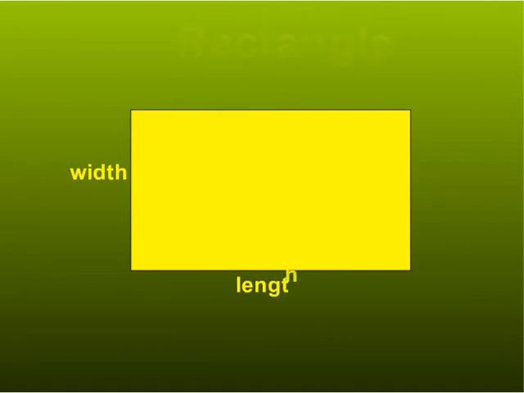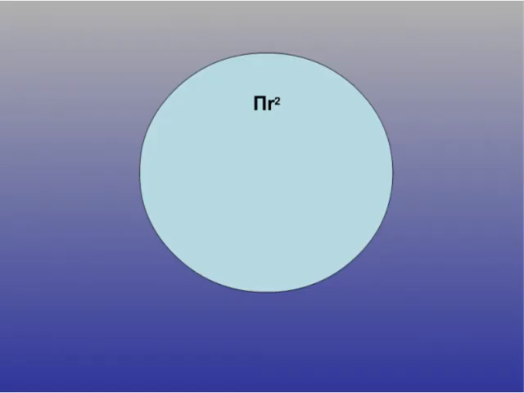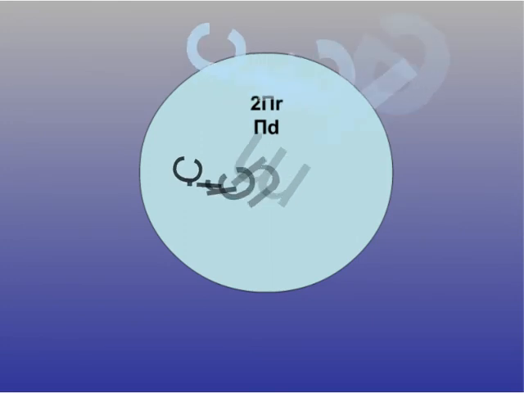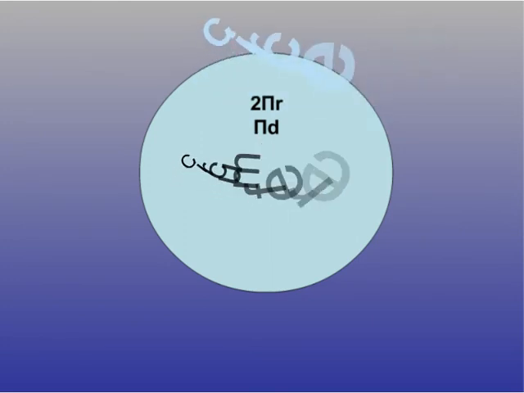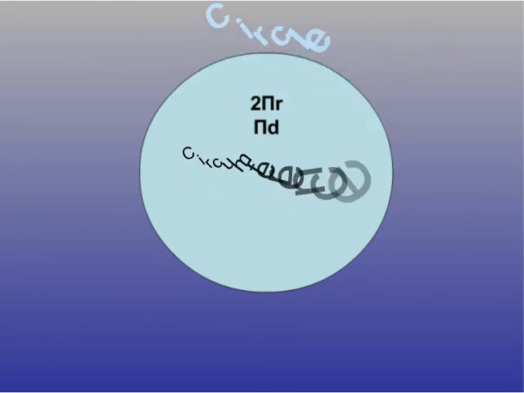The area of a circle is pi r squared. And the circumference of a circle is 2 pi r, or pi times the diameter. Remember the pi times the diameter. That shows up more than you think on the SAT.